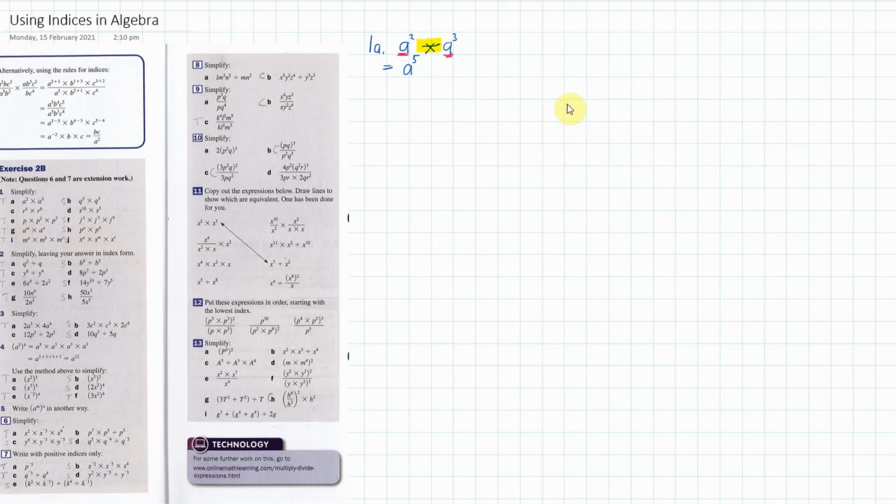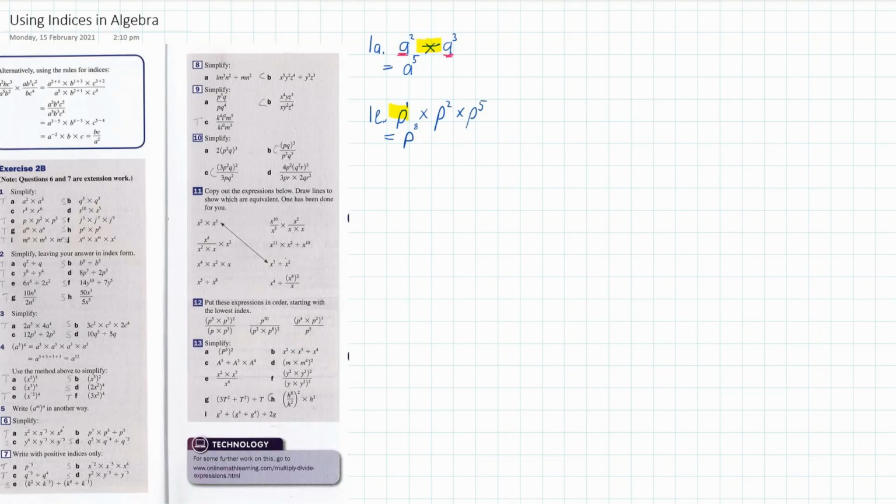Let's move on. I'm going to try 1e with you. So we have p multiplied by p squared multiplied by p to the power of 5. Now, the thing to recognize is that p here is actually p to the power of 1. So when I go to add these all together, I'm going to go 1 plus 2, which is 3, plus 5. So I'm going to have p to the power of 8.